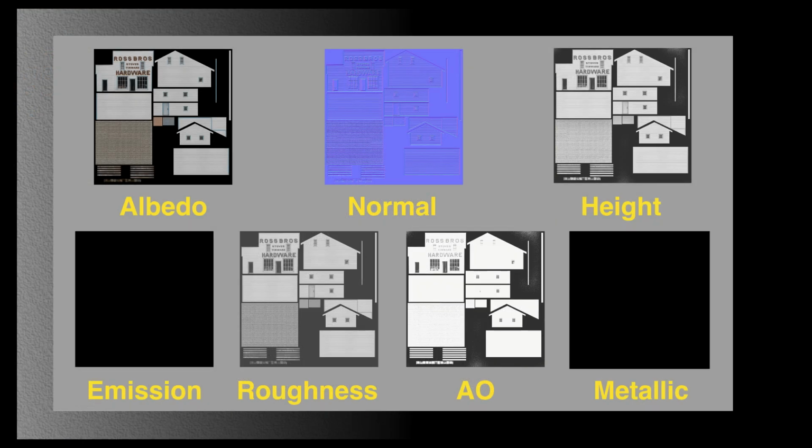You now have a complete PBR texture set of 7 maps: albedo, normal, height, emission, roughness, ambient occlusion, and metallic to use to texture your Trainz asset.